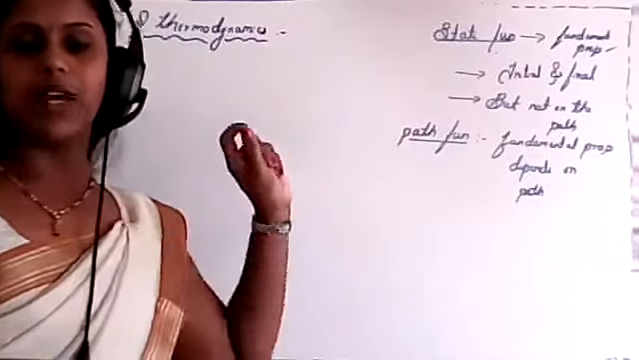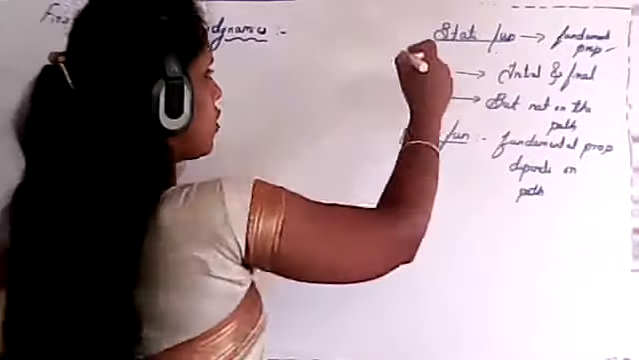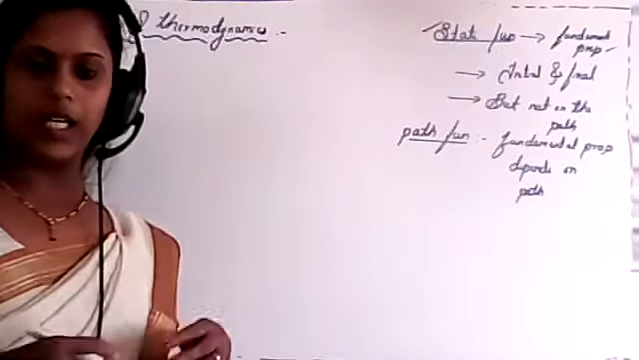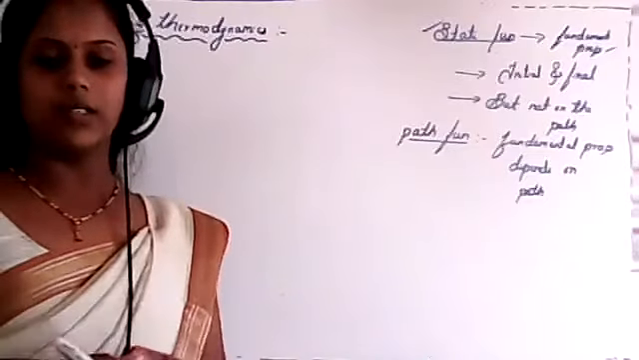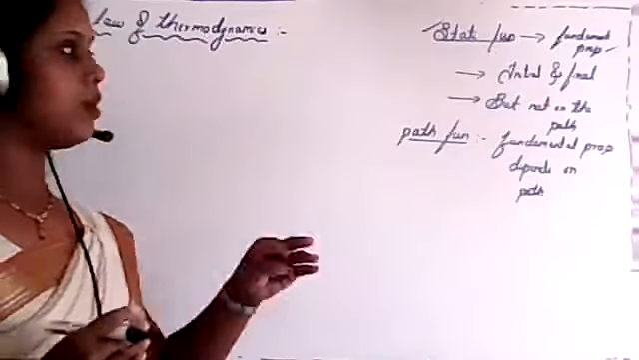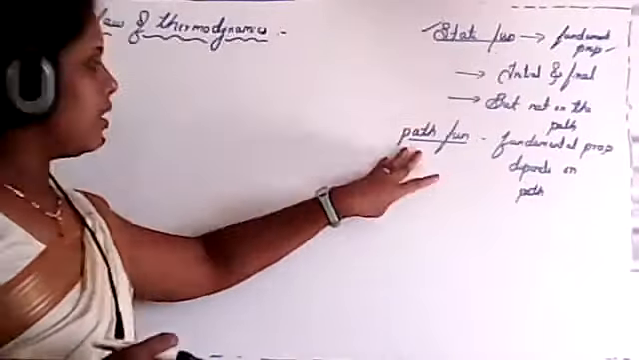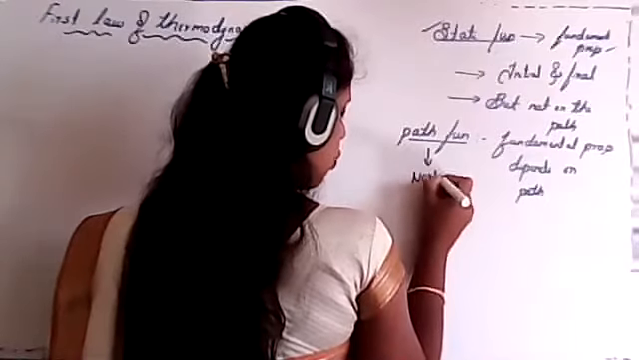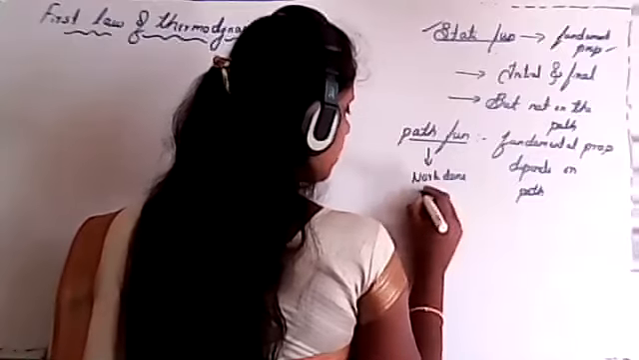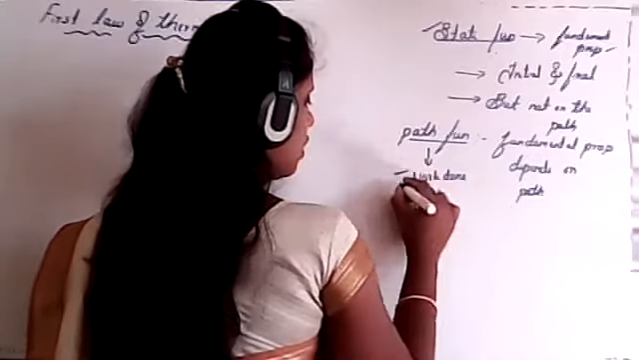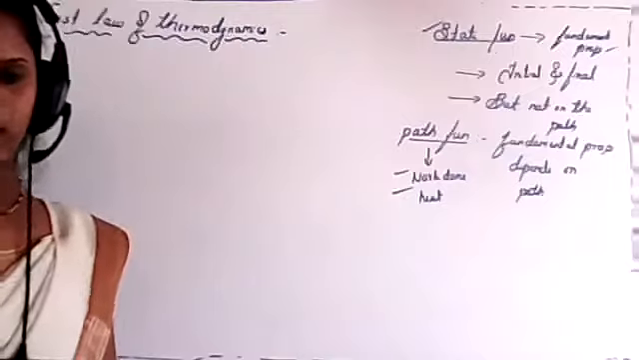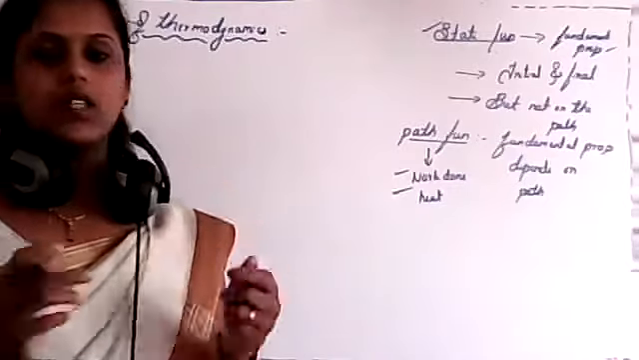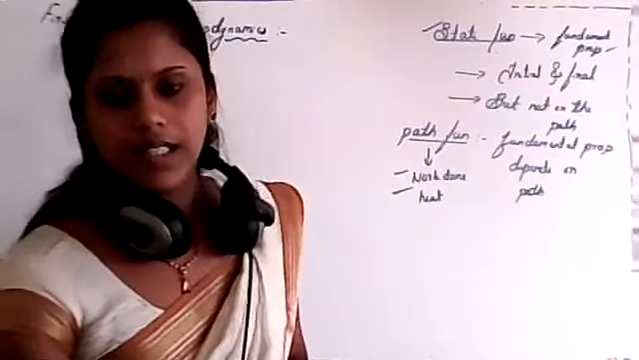If we have to consider examples, state functions are nothing but your internal energy, enthalpy, entropy. So these are state functions. And for path functions, there are two: one is work done, another one is heat. So these two are path functions. Okay? Is it clear, students?